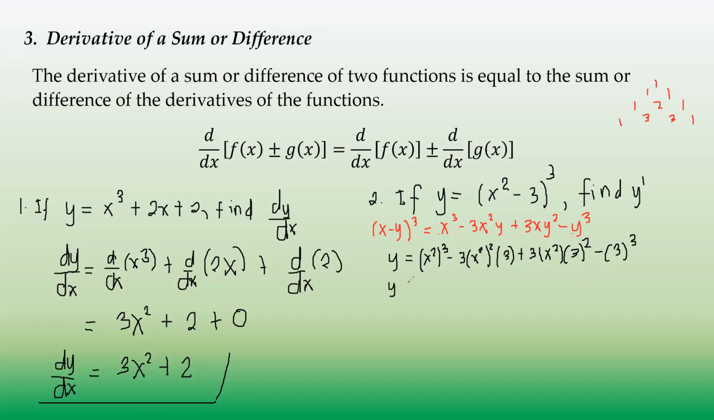Then simplifying, we will have x raised to 6. 2 times 3. So we have 6. Minus 3. Okay, so natin muna ano.